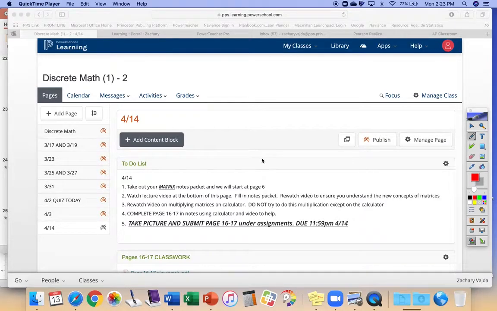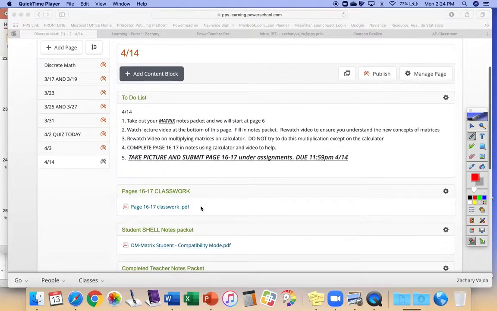Hey guys, welcome back. This week we're going to add one more new topic. We're going to add how to reflect and rotate a matrix, and that involves taking a figure and moving it around on a graph. So this week, just to give you a rundown, we're going to start on page 6 in the notes, so you can turn your packet to page 6.